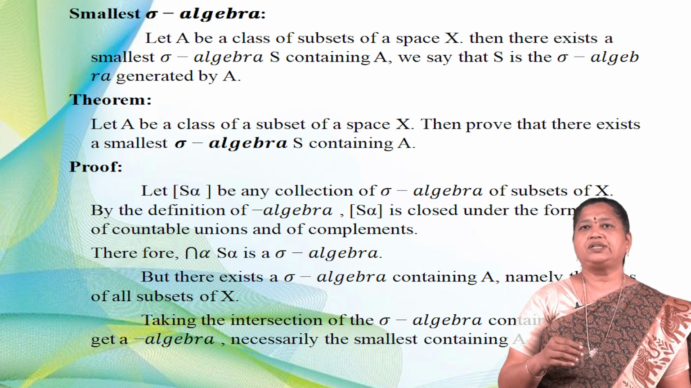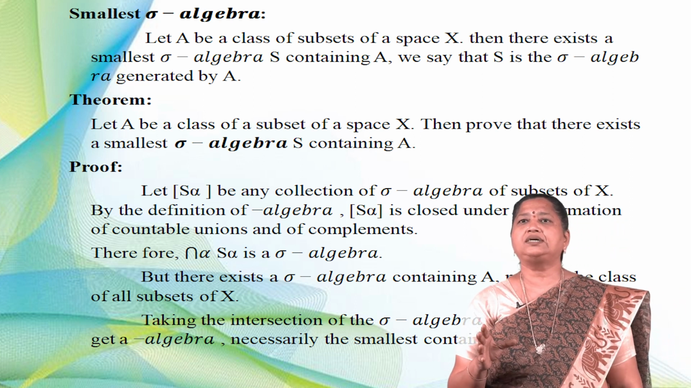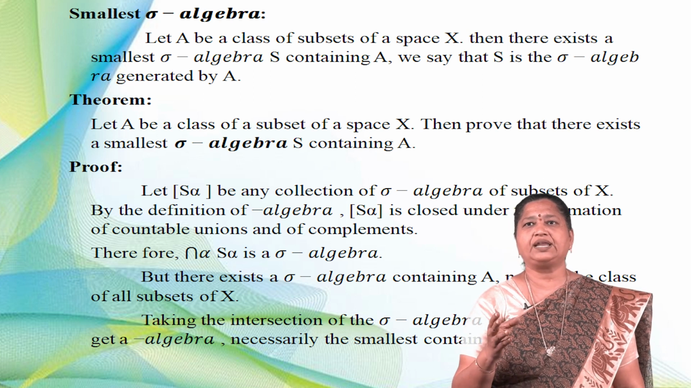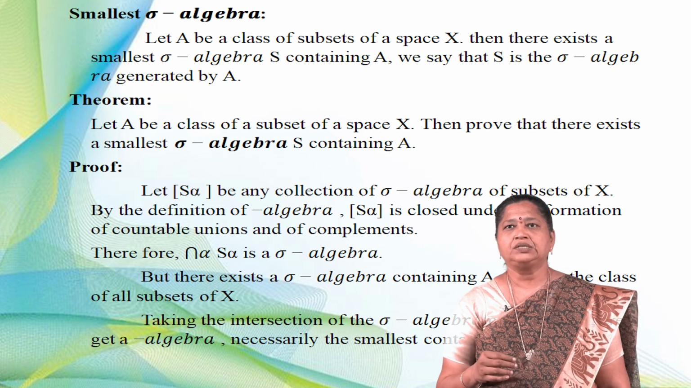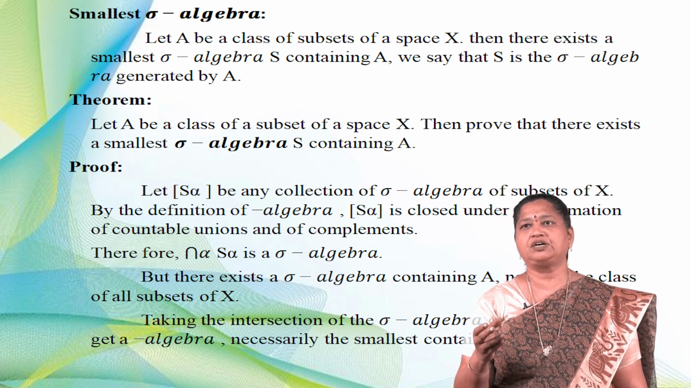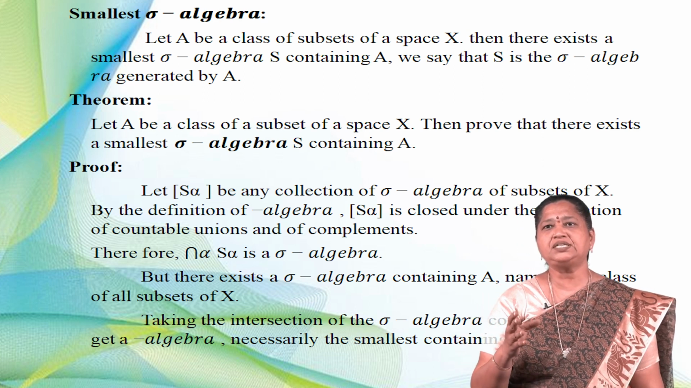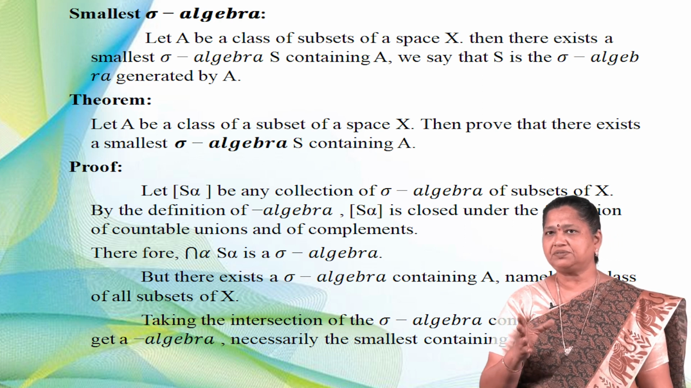So using this we will derive one of the theorems. Let A be a class of subsets of the space X. Then prove that there exists a smallest sigma algebra S containing A. The proof is: let us take S_alpha to be any collection of sigma algebras of subsets of X. Then by the definition of sigma algebra, what is the definition of sigma algebra?